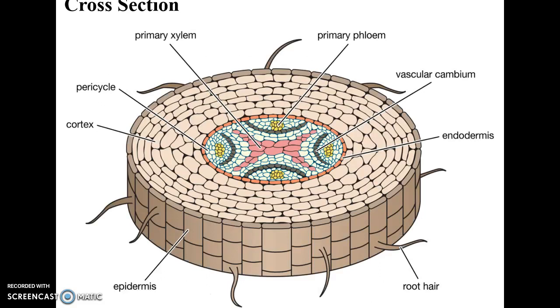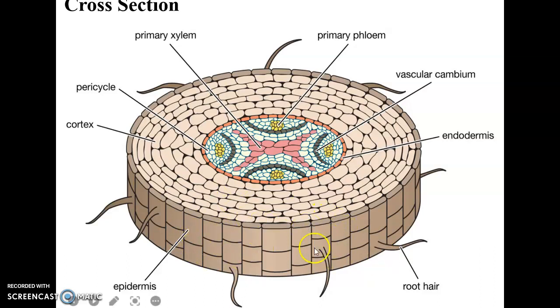If we go for the cross-sectional analysis of the root, this is the epidermal area, which is the outermost portion of the root, and this epidermis is responsible for the protection of the root or internal structures of the root.